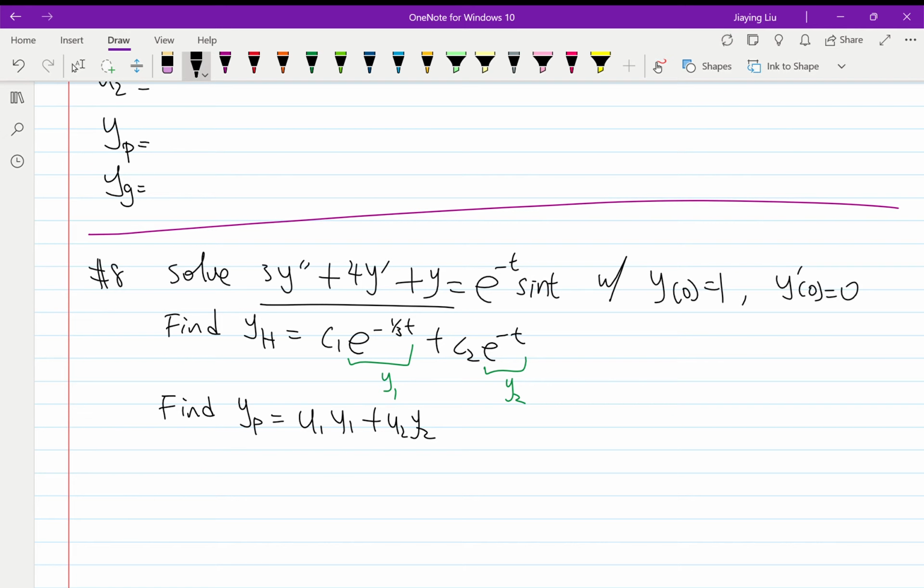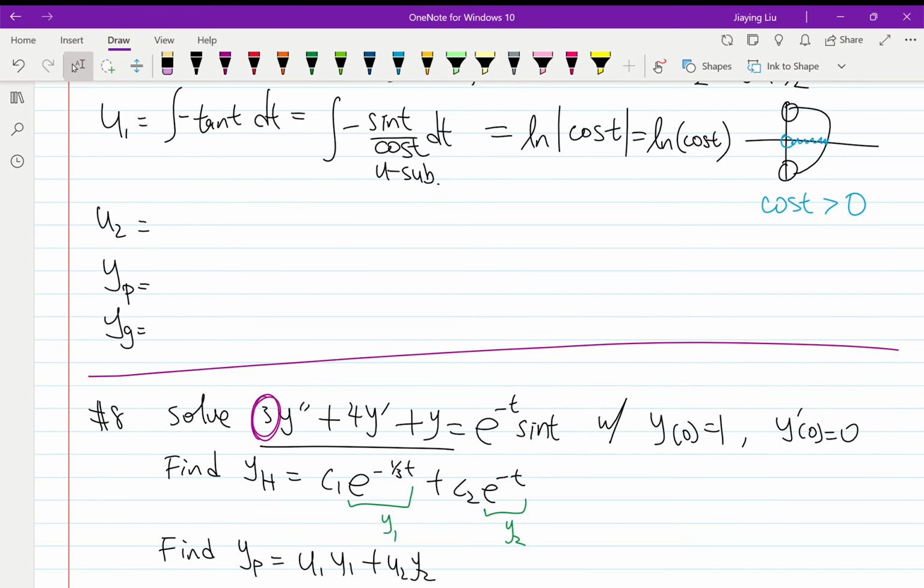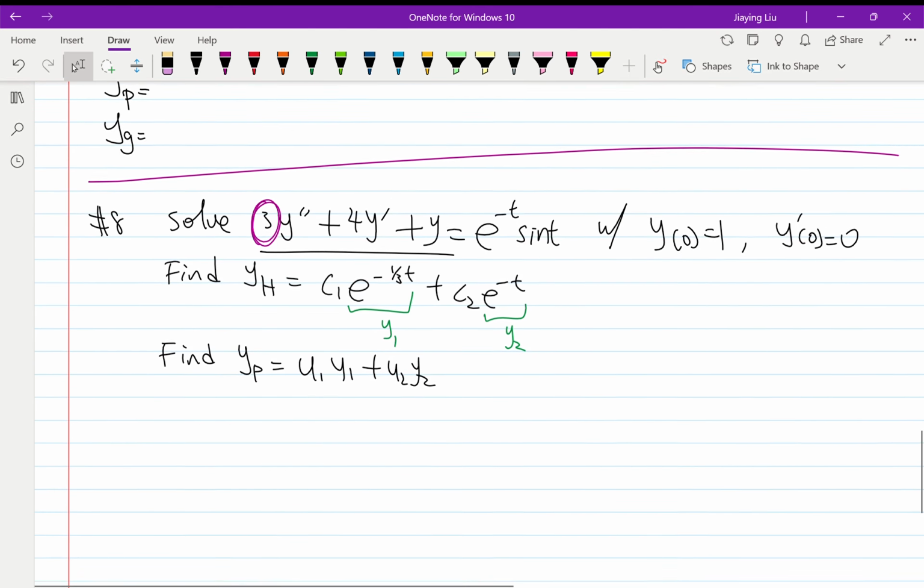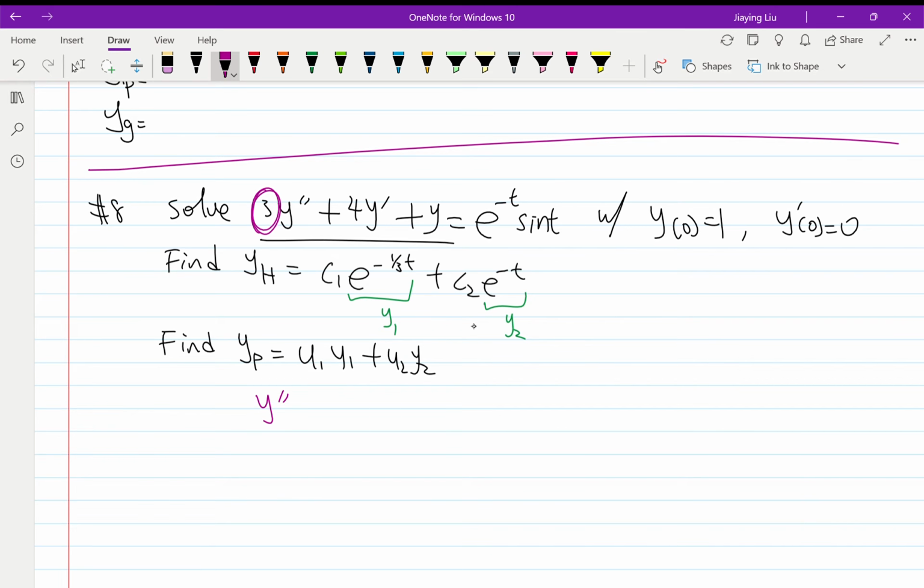Now, there's one thing we haven't really touched on, but Professor Gibson definitely mentioned in lectures: when you have a differential equation where the coefficient of y double prime is not 1, you have to make sure that it's a 1 first. Here we have a 3. When we want to find the particular solution, we have to make sure that's a 1 to begin with. So we're going to divide the whole differential equation by 3. That will be y double prime plus 4 over 3 y prime plus 1 over 3 y equals 1 over 3 e to the negative t sine t.